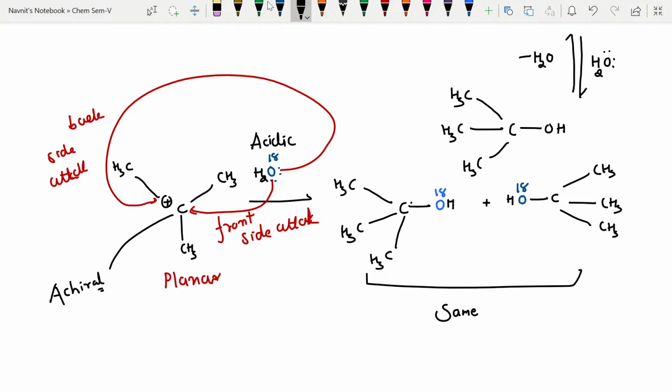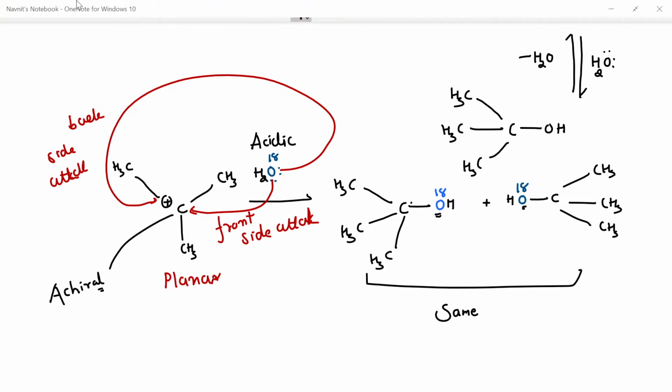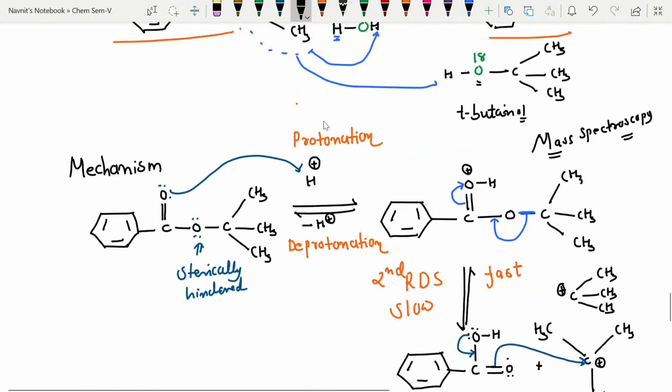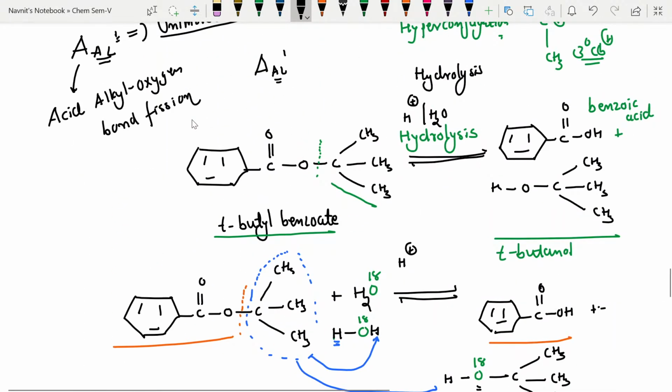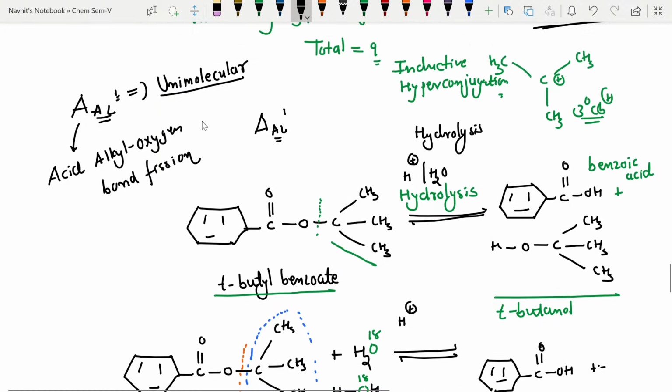Okay, so now if you look at this, the labeled oxygen is with the alcohol, not with the acid. So during the reaction, what happened? The alkyl oxygen bond is broken. Is it clear about AAL1? So during this reaction, alkyl oxygen bond fission takes place.